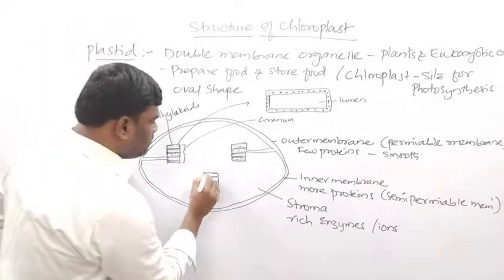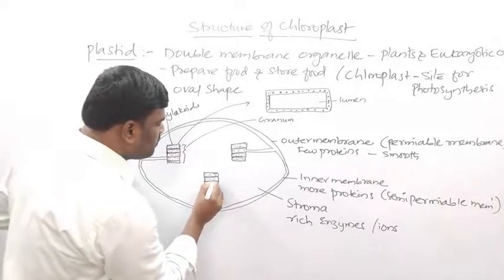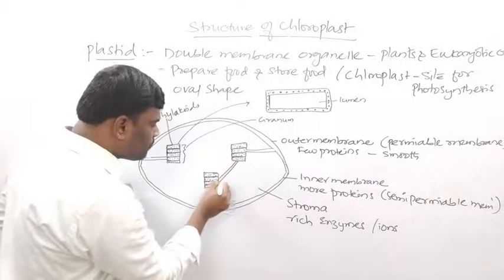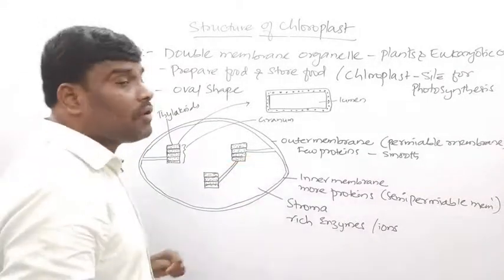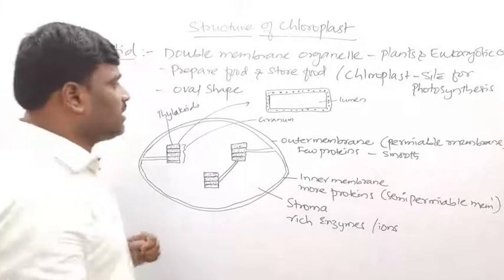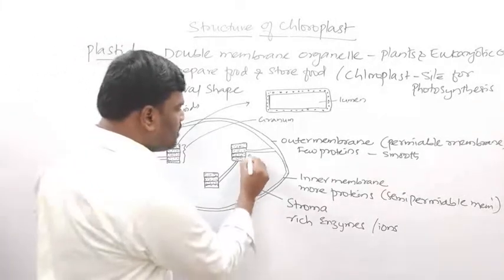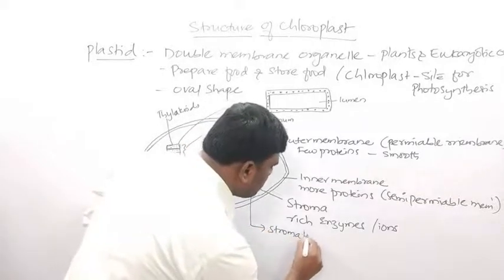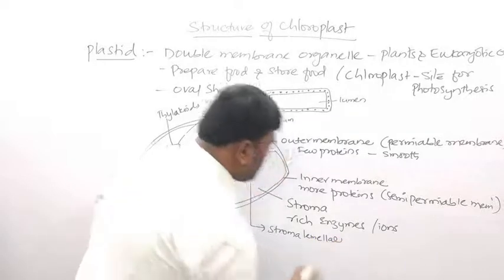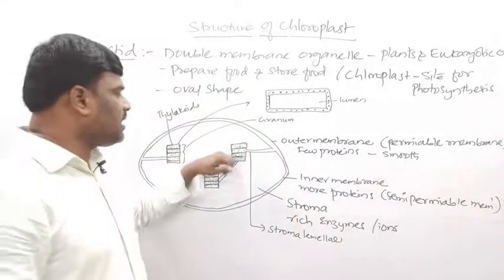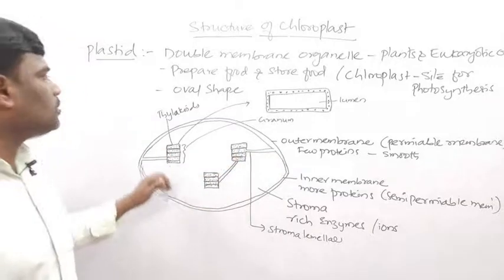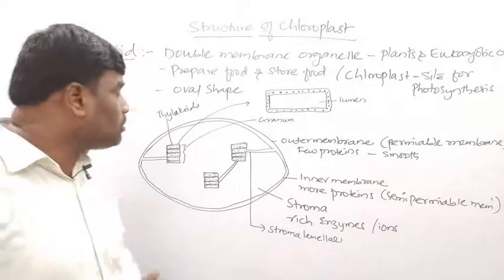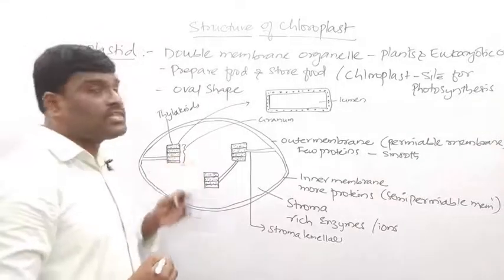So here also they are interconnected, and these connections we call stroma lamellae. Okay, so they are called what, children? Stroma lamellae. Got it? So these stroma lamellae connect to the inner membrane and also to what, children? Granum, grana also.